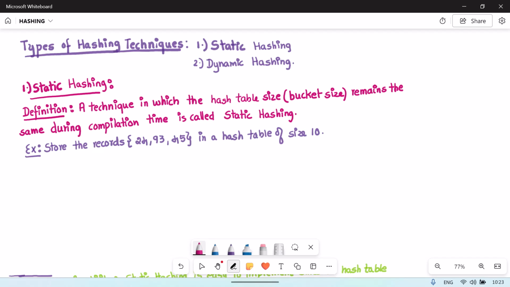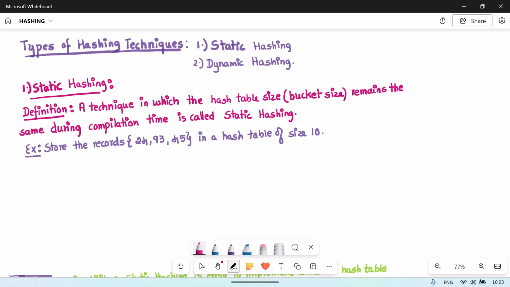Hello students, in this video I will be talking about the types of hashing techniques and their examples in detail. So this video is with the subject Data Structures and Applications, the subject code being BCS 304. Okay, so I will be covering the fifth module topic, that is hashing. Under hashing, I'll be talking about types of hashing techniques in detail.